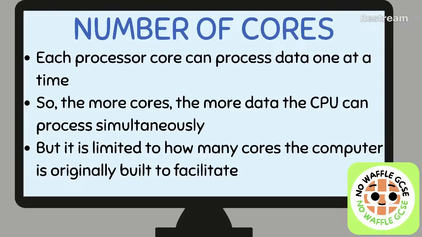For example, if you have a 4-core computer, a quad-core computer, and you want to install software which uses 6 cores, it's only going to use a maximum of 4 that your computer is built for. So it's limited by that.